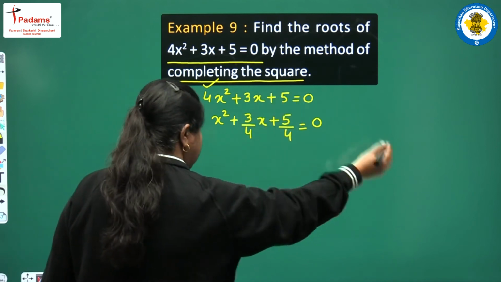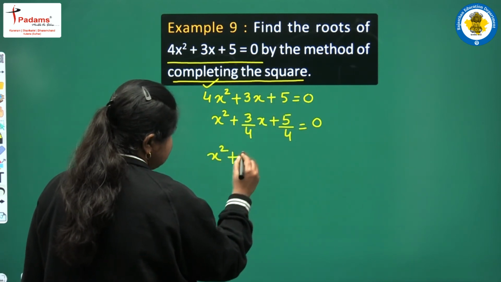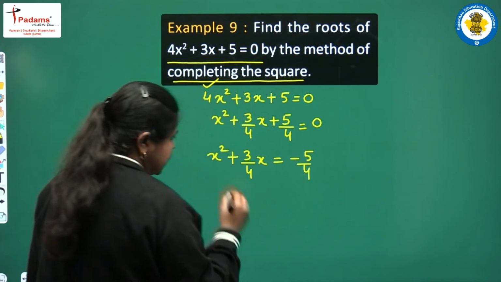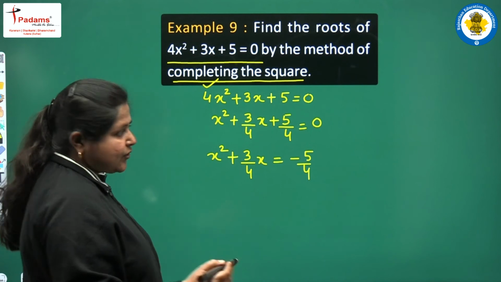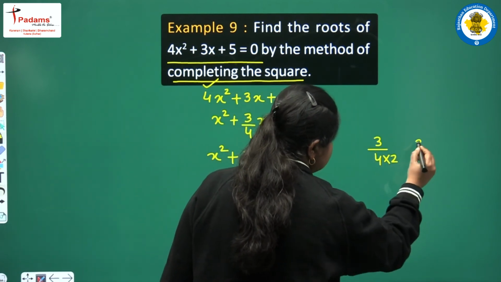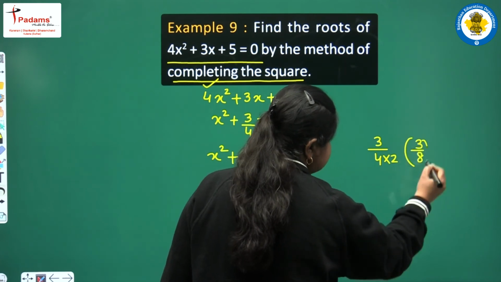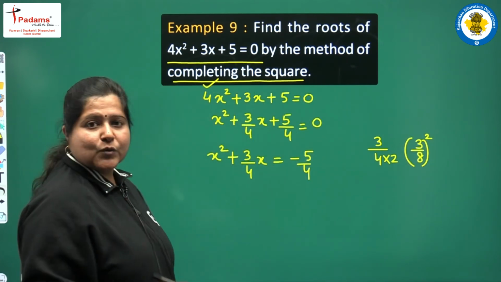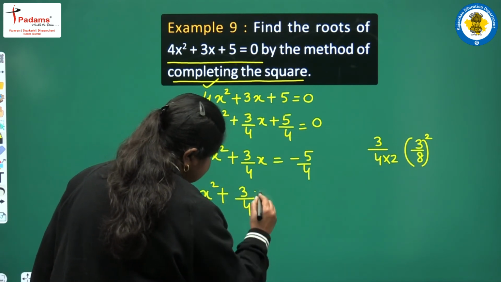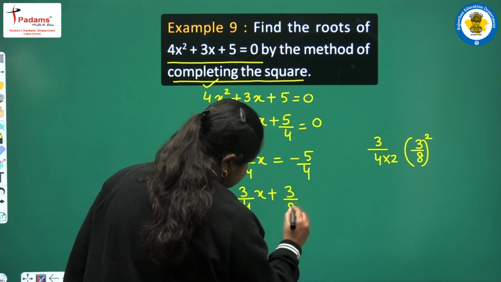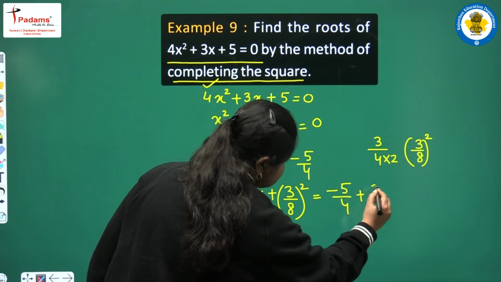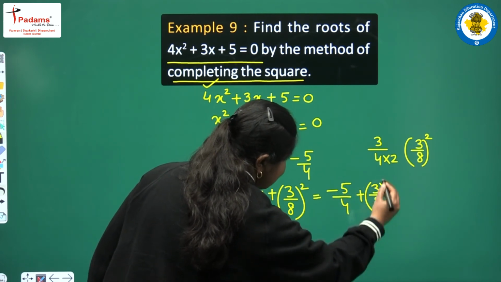Take this constant to the RHS, we will get x square plus 3 by 4x equal to minus 5 by 4. Now take this coefficient of x, it is 3 by 4. इसका हाफ करेंगे, डिवाइड बाय 2, वी विल गेट इट 3 बाय 8 और फिर इसका स्क्वायर करेंगे और दोनों साइड इसको ऐड करेंगे. सो वी गेट एक्स स्क्वायर प्लस 3 बाय 4x प्लस 3 बाय 8 होल स्क्वायर equal to minus 5 by 4 plus 3 by 8 whole square.